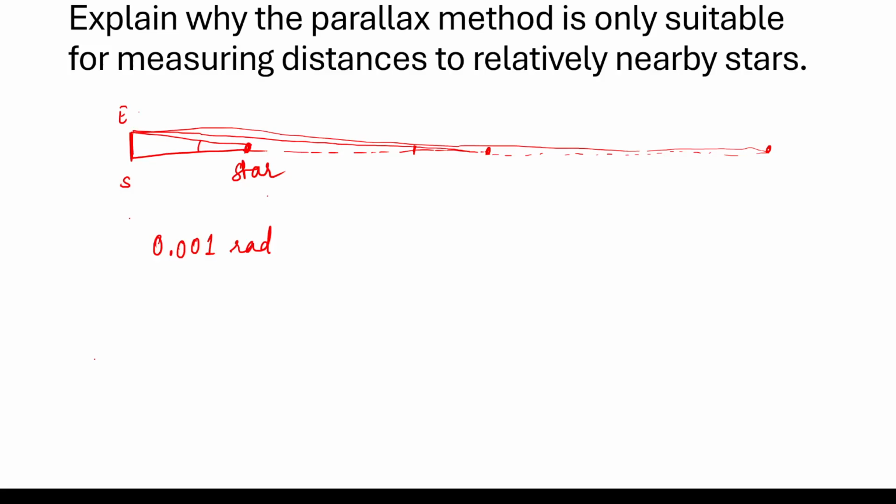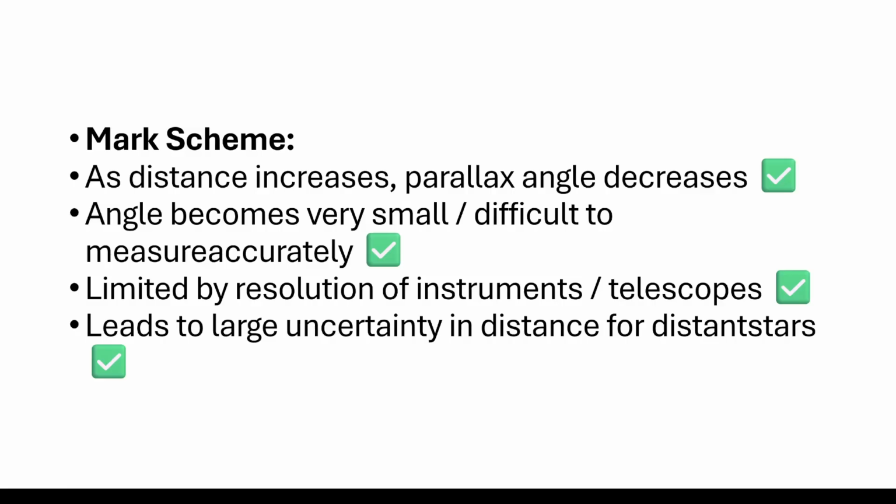So why can we not use it for measuring distances to faraway stars? Because the angles are very small. We do not have instruments which can give you certainty. There is a lot of uncertainty in the answers, and that's why the distances measured would not be accurate. See, as distance increases, the parallax angle decreases. You describe that the angle is decreasing, which I explained from the diagram. You have to write it.